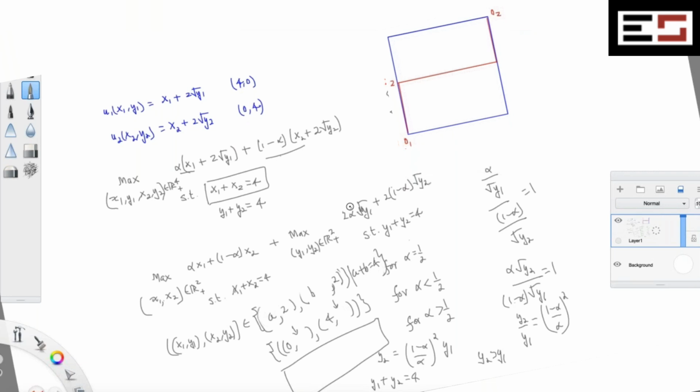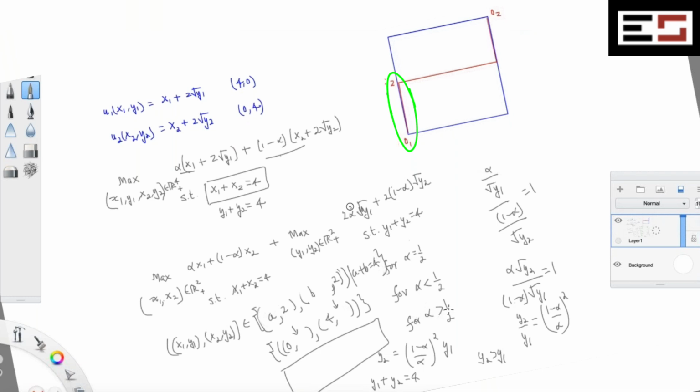And clearly, as alpha approaches 0, you will approach this point. As alpha approaches 1, you'll approach that point, the origin of individual 2. Is that okay? So you'll get all these solutions for different alphas. And for alpha equal to half, you'll get the entire line like this. For each different alpha less than half, you'll get exactly one solution here, precisely one solution for each alpha less than half.